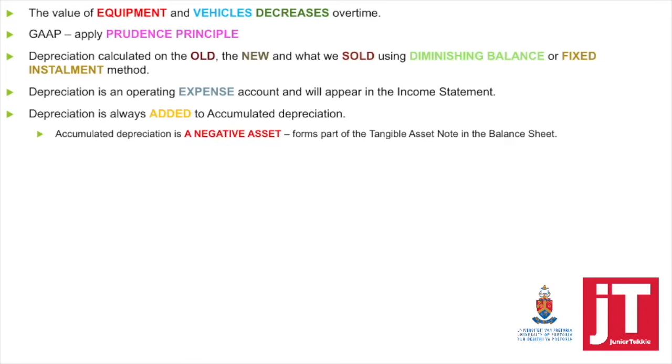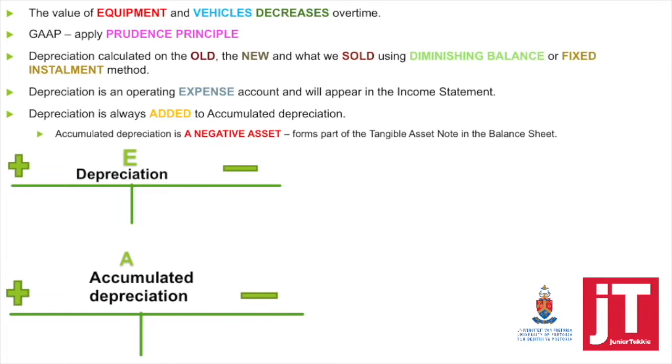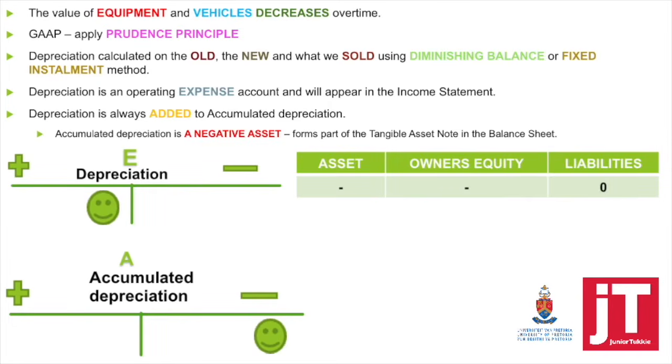The value of equipment and vehicles will always decrease over time. The principle that we need to apply is prudence. This is why we calculate depreciation on the old, the new, and what we've sold using the diminishing balance method or the fixed installment method. Always remember, depreciation is an expense and it's always added to the accumulated depreciation account. Depreciation is debited. Accumulated depreciation is credited, therefore your assets minus, owner's equity minus.